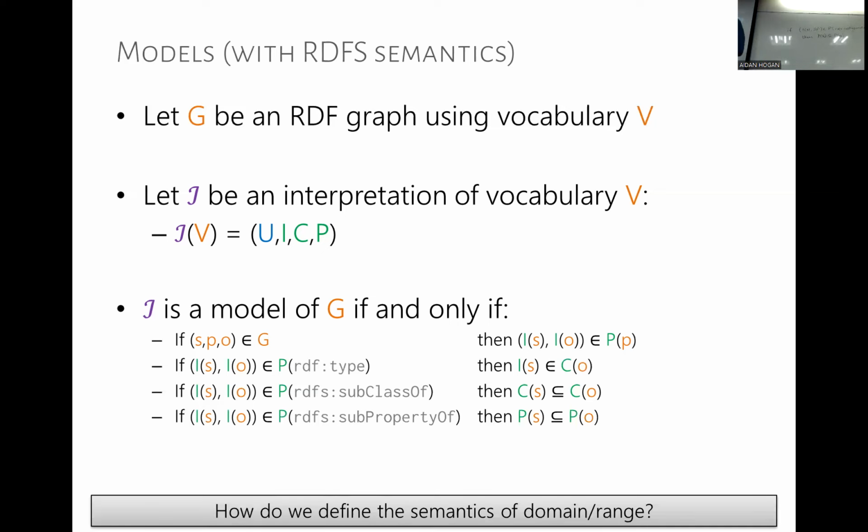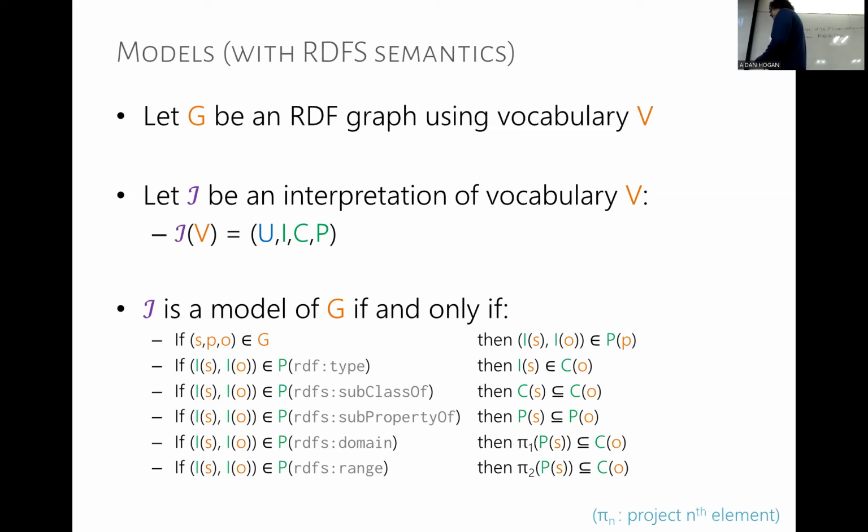Semantics of domain and range. We'll just put that on the slide. I have a little notation trick here, because otherwise we need to write it out with first order logic. What we say here is if we have S domain of O, then all the first elements of the relation P must be within the class referred to by O. And in this case, we use the range: the second elements must be in the class. We could write it out more explicitly in other ways, but this is more convenient.